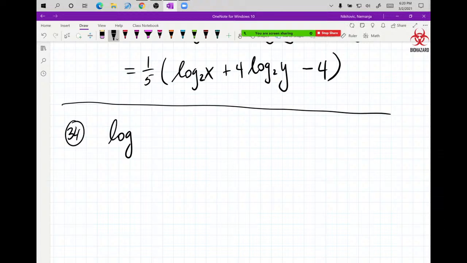Log base b of cube root of x times y to the 4th is separate. Good. And then z to the 5 on the bottom. There we go.